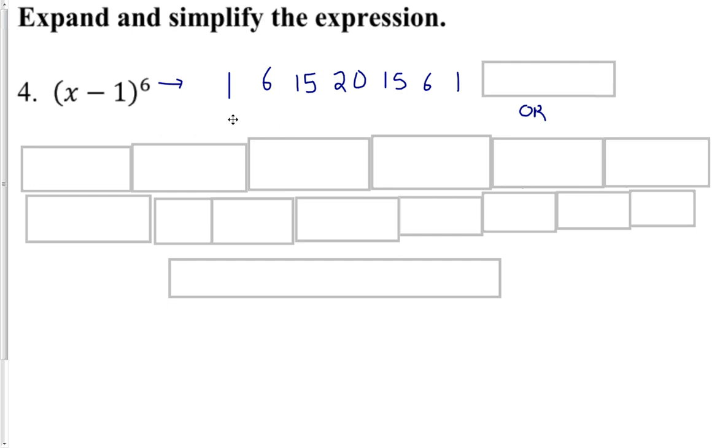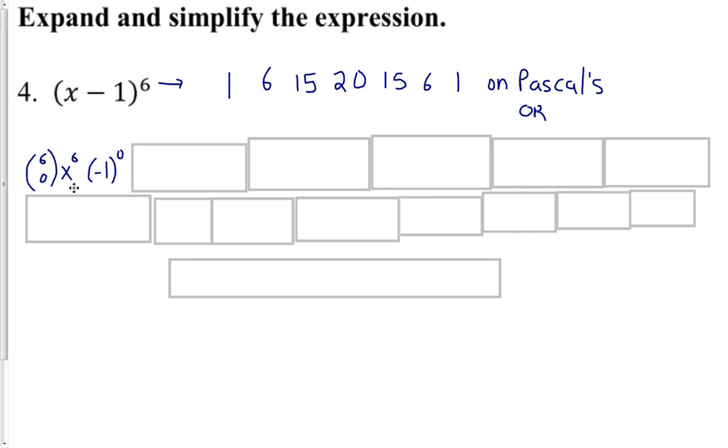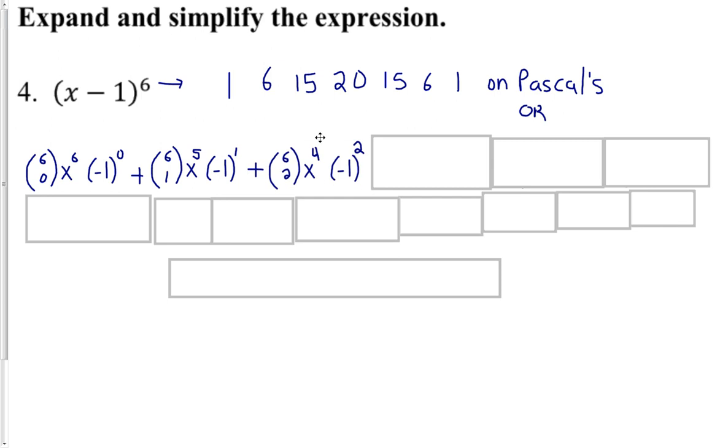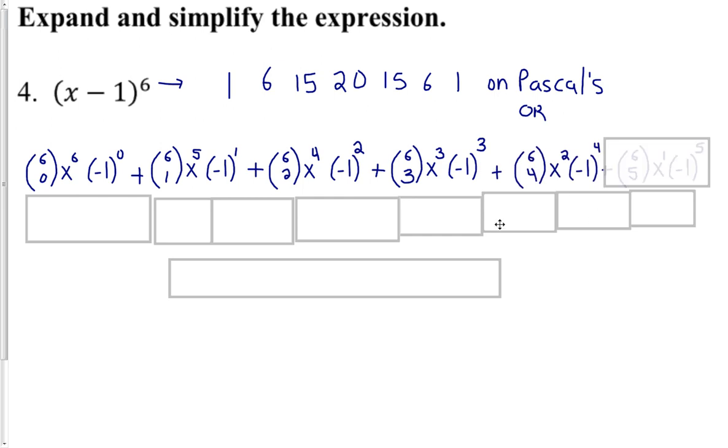So this is the row 1, 6, 15, 20, 15, 6, 1, which is Pascal. Or we could do 6 choose 0 of the first term to the 6th, second term to the 0, plus 6 choose 1, because now we have one of these, of x to the 5th and negative 1 to the 1. So x's are counting down, the second terms are counting up. 6 choose 2 of x to the 4, negative 1 squared. 6 choose 3, x cubed, negative 1 cubed, and so on.